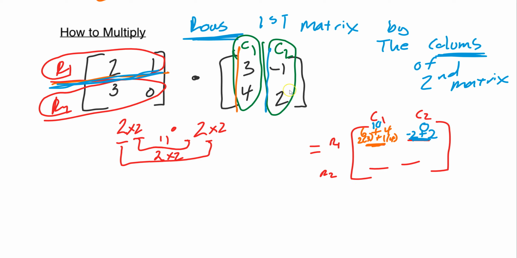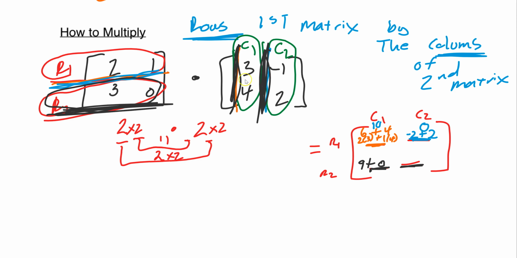Then we move on to the bottom ones. Same concept. Row 2, column 1. So I need row 2, this one right here. I want to multiply by column 1. So 3 times 3 is 9, plus 0 times 4 is 0. And then the last one, row 2, column 2. So row 2 times column 2. Multiply the first two, 3 times negative 1. Plus multiply the other two, 0 times 2.